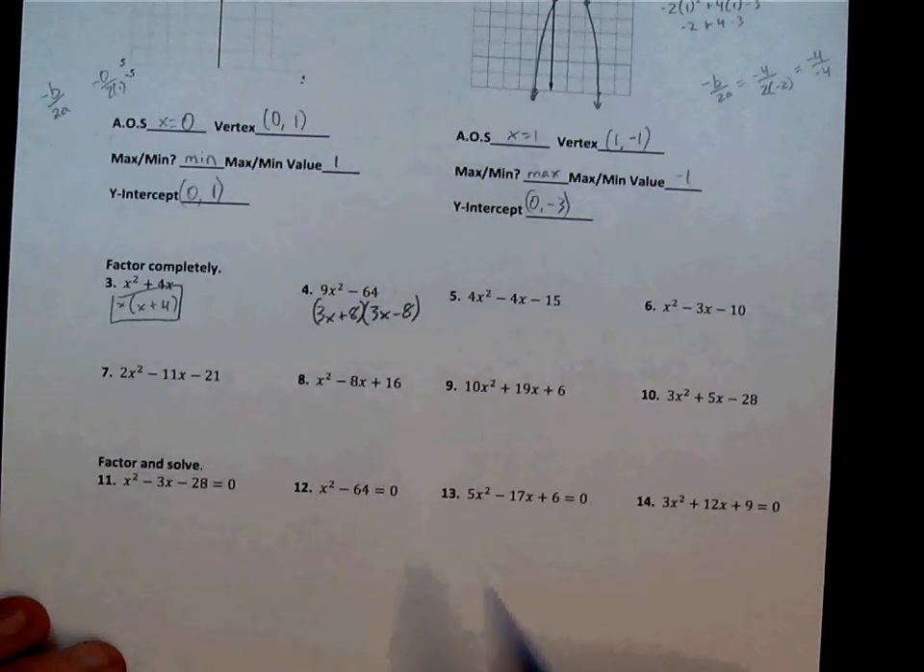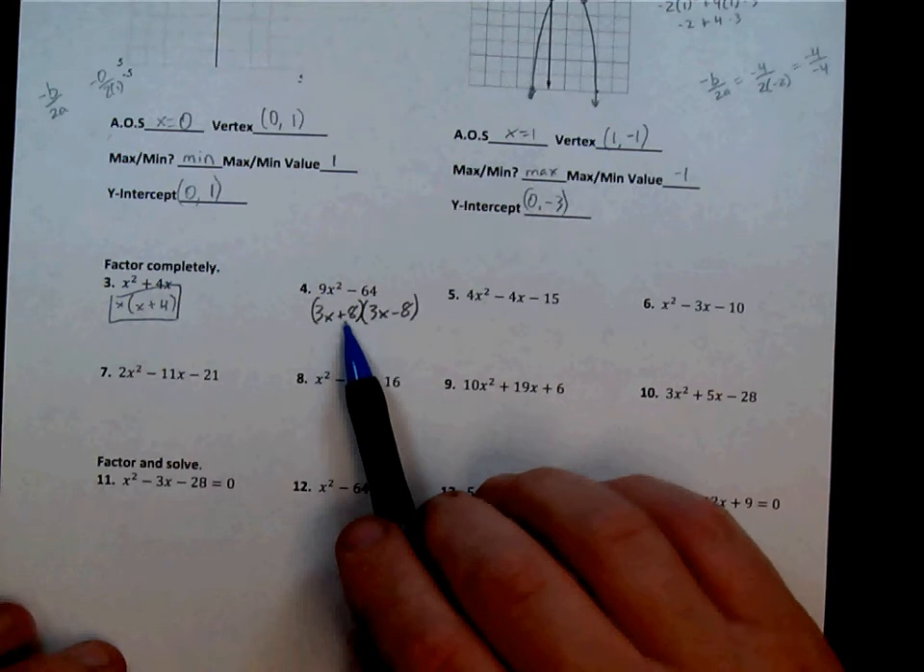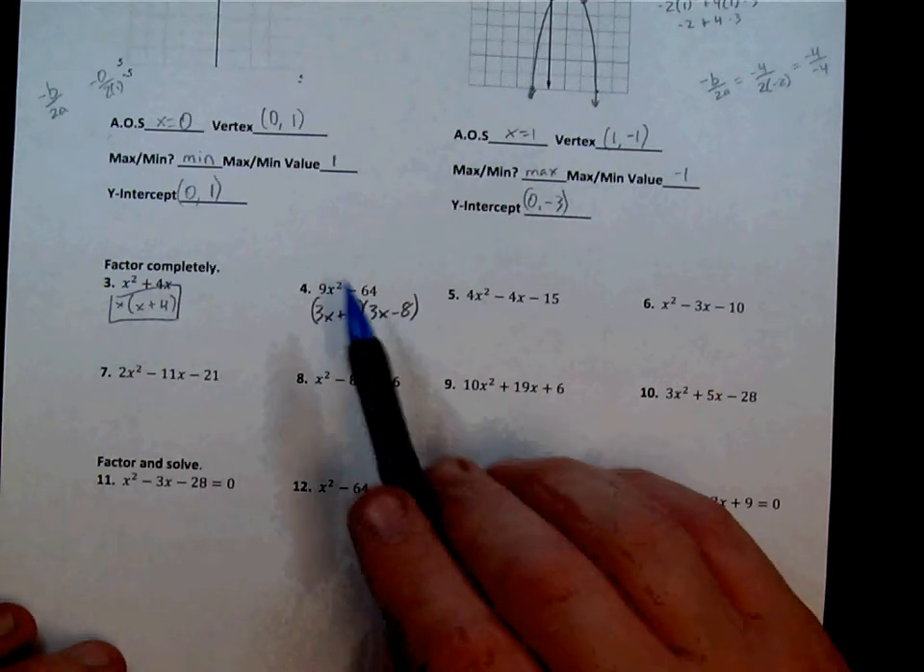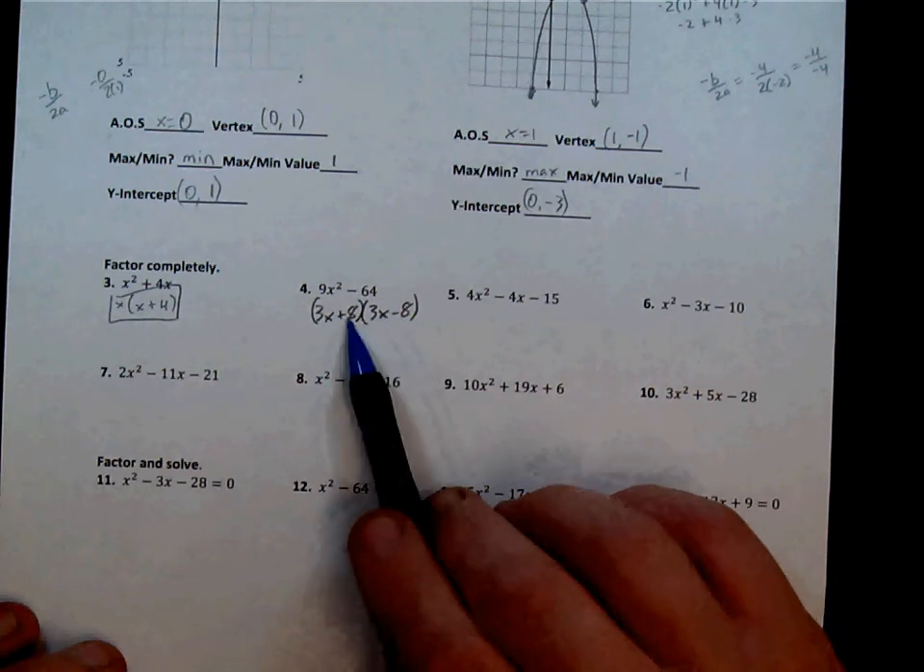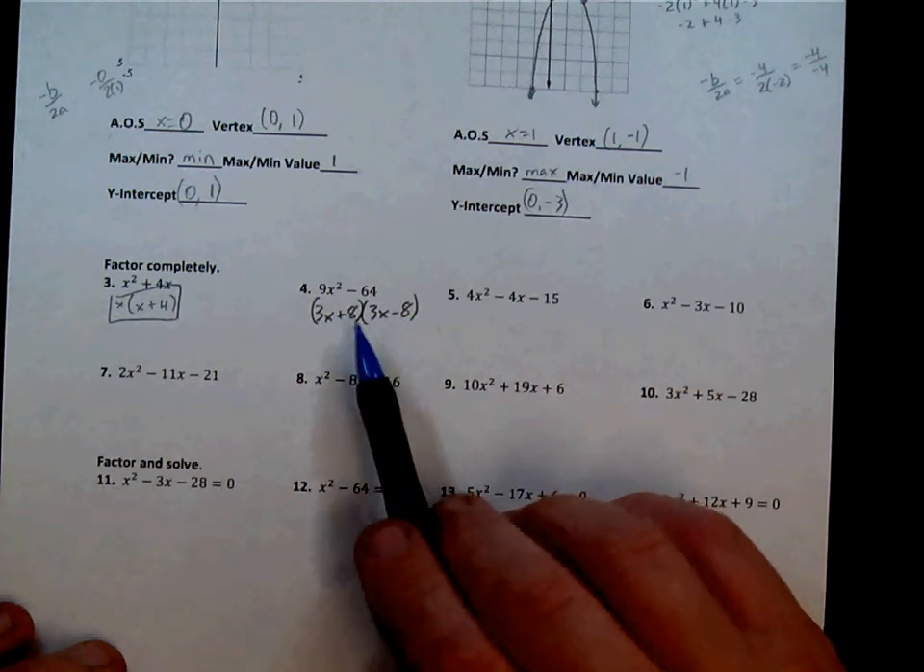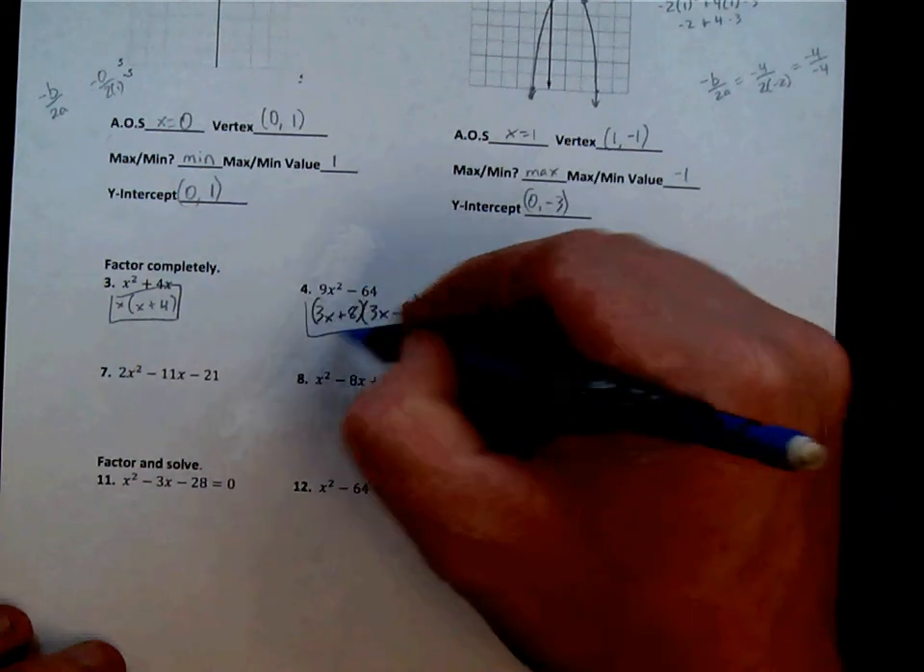If you didn't keep up with that, I would encourage you to go ahead and distribute this or FOIL this out. 3x times 3x, 9x squared. 3x times negative 8 is negative 24x. Here we get positive 24x. Those cancel. And then 8 times negative 8 is negative 64.